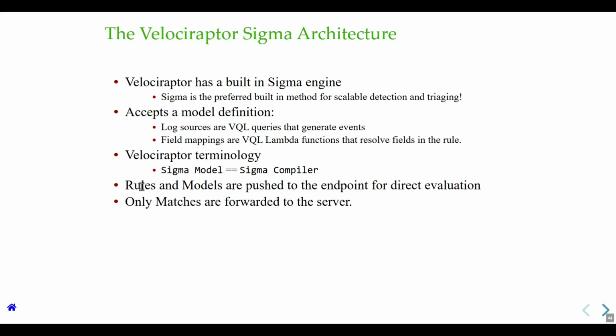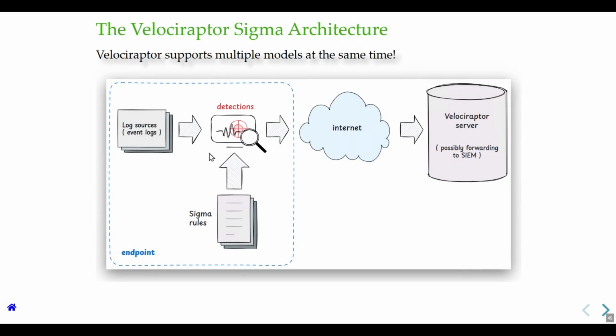In Velociraptor, the models and the rules are pushed to the endpoint because we evaluate directly on the endpoint instead of forwarding the events first. So let's have a look at this in diagram form. With Velociraptor, we have the endpoint here, okay? And we push the rules to the endpoint, and the model as well. Then we're running detections directly on the endpoint, right? So if we have different log sources, and it could be event logs, and as you'll see, it could be many other types of event sources, we basically filter them through these rules, and then just forward the matches to the server and possibly a SIEM, right?